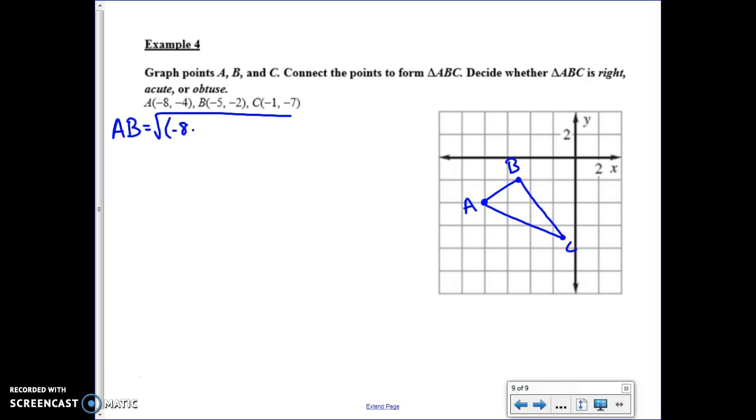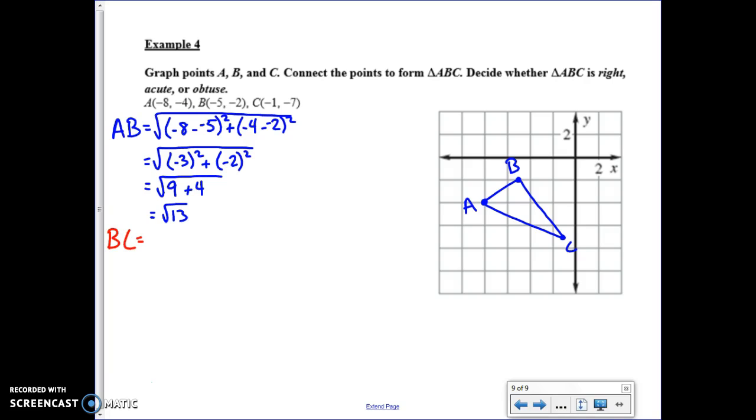So remember distance formula, we take our big square root, subtract your x value. So -8 minus -5 squared plus -4 minus -2 squared. So -8 minus -5 gives me a -3 squared. -4 minus -2 gives me a -2 squared. So I get 9 plus 4, and I get the square root of 13. And I'm actually just going to leave it the square root of 13. I don't want to come up with a decimal approximation. I don't want to reduce that. I'll just leave it, and I'll show you why in just a little bit.